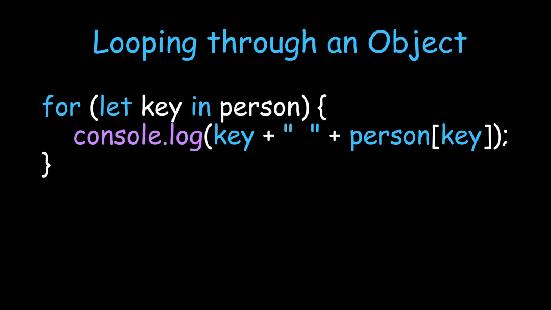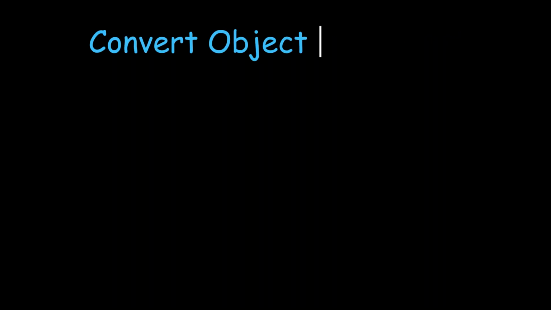And you might be thinking, can't we use forEach here just like we do with arrays to print everything? And the answer is no. forEach only works with arrays, not with objects. But don't worry, you can convert an object into an array and then use forEach.